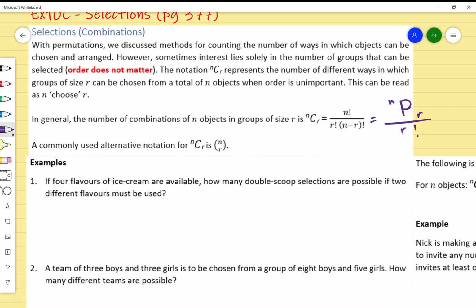Also note that your calculator may provide this alternative notation as n over r in brackets, without the line. It's just a different type of notation. If you write it out as nCr, that's fine as well.